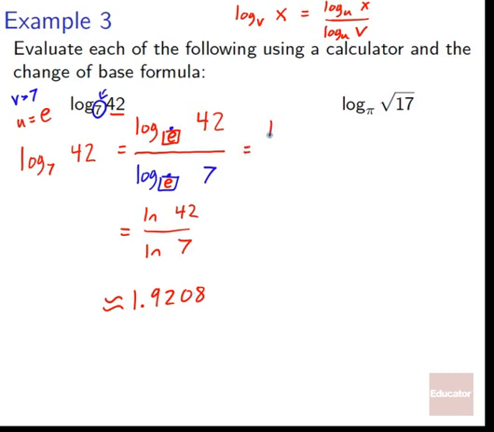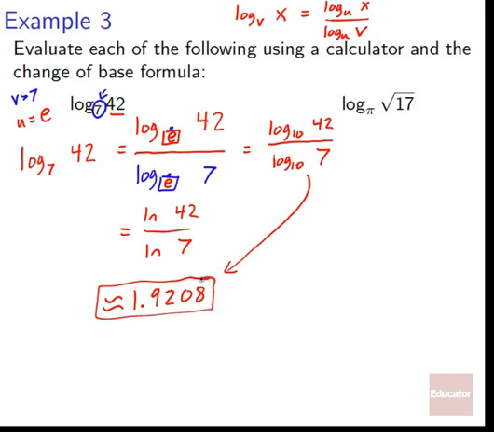Now, if you wanted to, you could have also done this as something else. It would have also been the same as log base 10 of 42 over log base 10 of 7. That'd be the same if you used common log, something that also shows up on a lot of calculators. And you'd wind up getting the same thing. It would come out to be approximately 1.9208. Now, if we want to check our work, we would check it by saying that 7 to the 1.9208 does come out to being 42, and it does come out to being approximately 42, so it checks out if we punch that into a calculator.